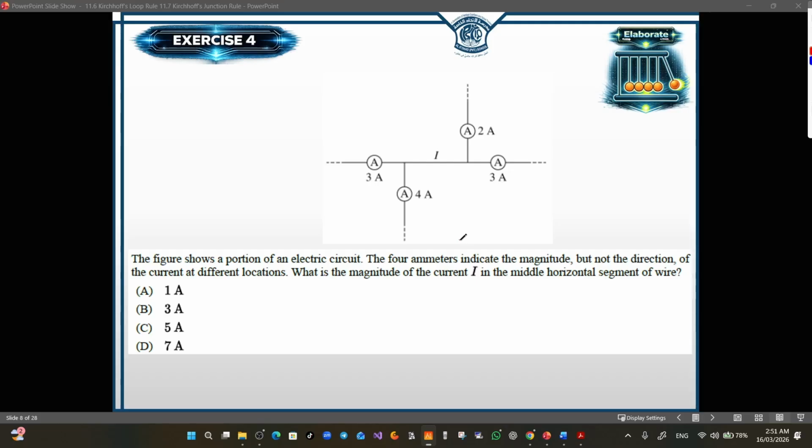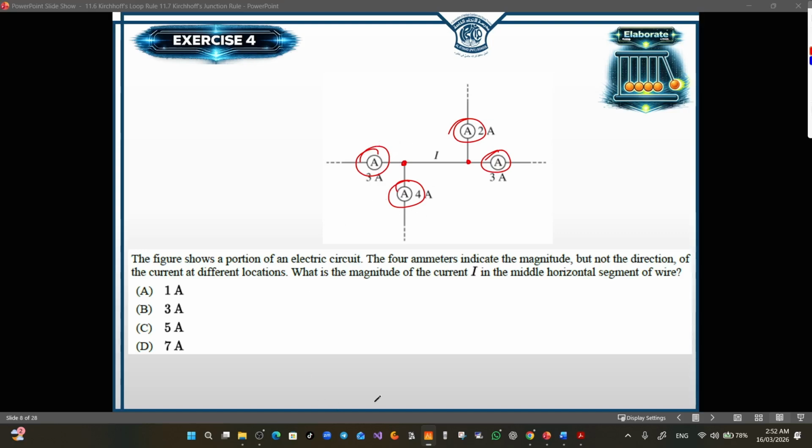Okay, so here let's pause and think strategically. A very important detail in this question is that the ammeter shows only the magnitude of the current, and not the direction. That means we should not guess the direction right now. We don't do that in this case. Instead, we should look for a value of the middle current that can make sense at both junctions, because here we have 2 junctions. Now let's examine the left junction first.